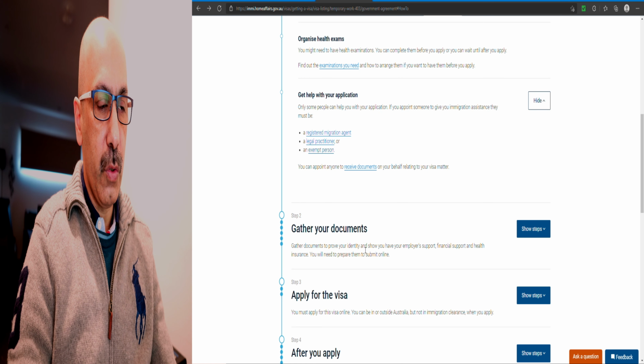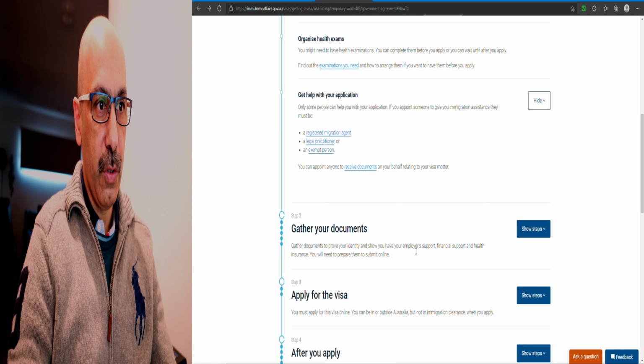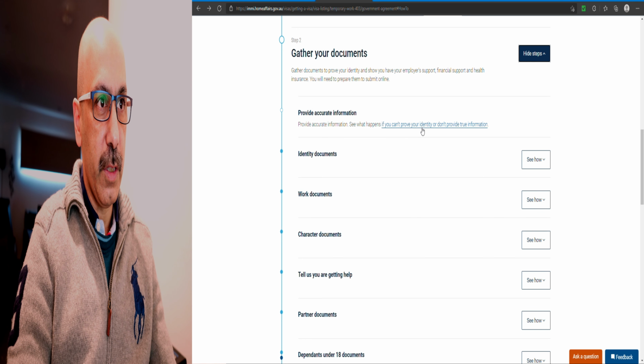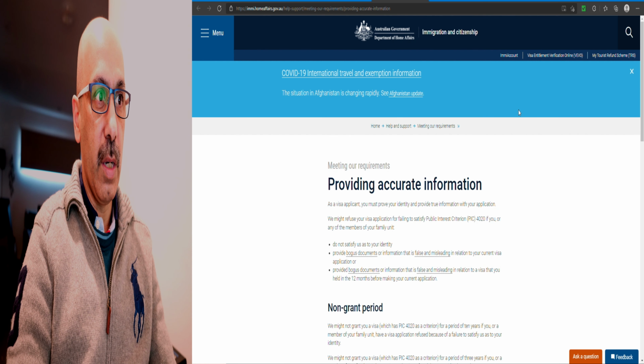Gather documents to prove your identity and show you have your employment support, financial support and health insurance. You will need to prepare them to submit online. So in identity, provide accurate information. See what happens if you can't prove your identity or don't provide true information. So just have a look a little bit about this.